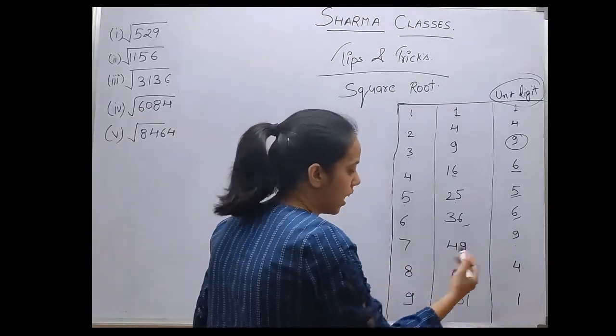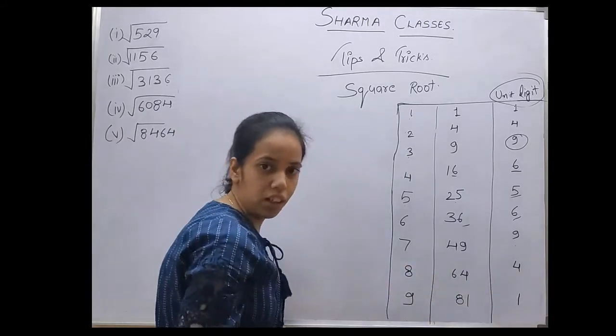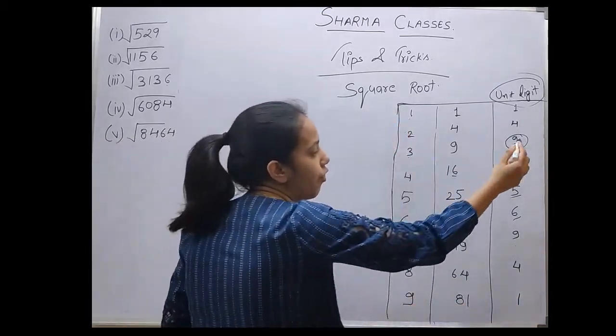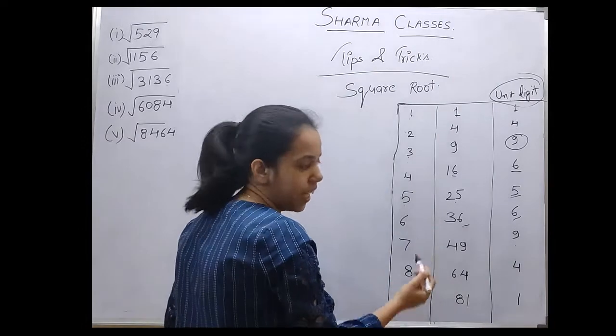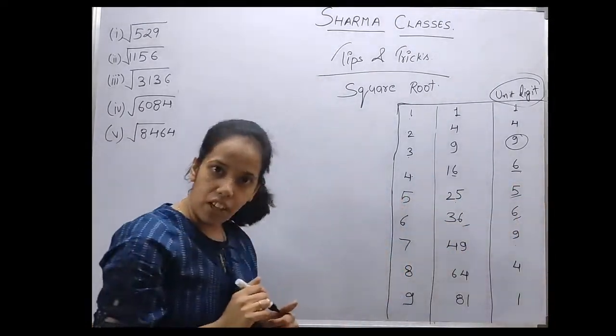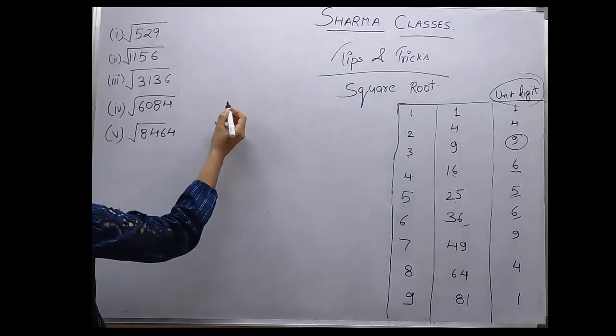Same for 7, 8, 9: 9, 4, 9, 1. That means 1 repeats 2 times, in 9 and 1; 4 twice, in 2 and 8; 6 twice, in 4 and 6; and 5 is only on 5. Okay, let's start.